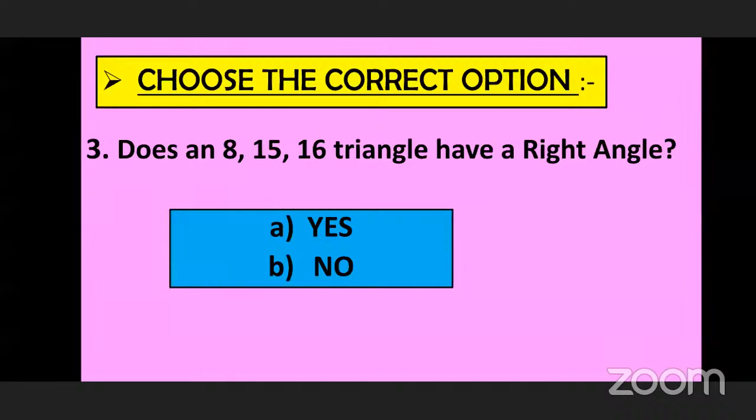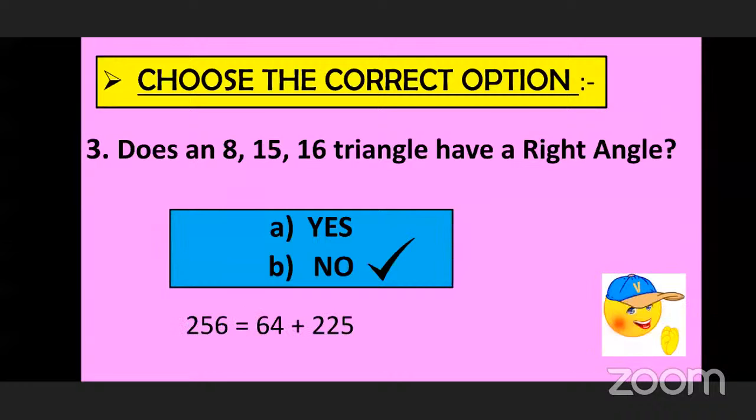Whether it makes a right angle triangle, children? No, miss. Okay, let us check. So the square of 16 is 256. The square of 8 is 64. And the square of 15 is 225. When we add 64 plus 225, we get 289. Therefore, children, 256 is not equal to 289.